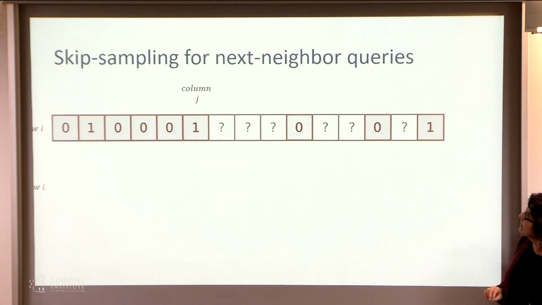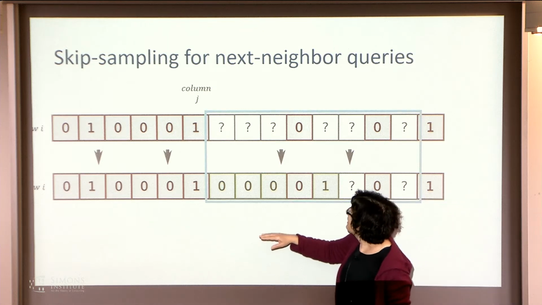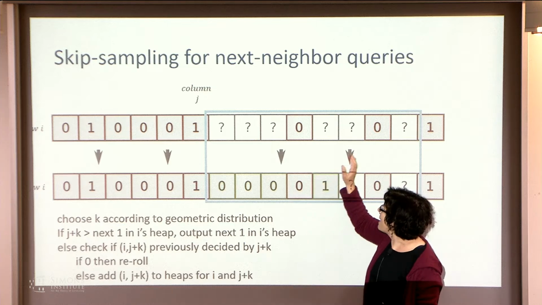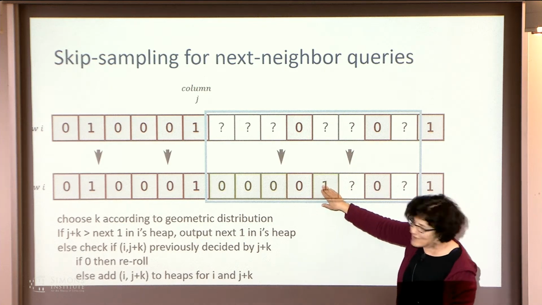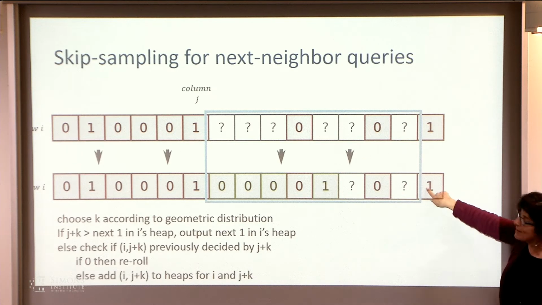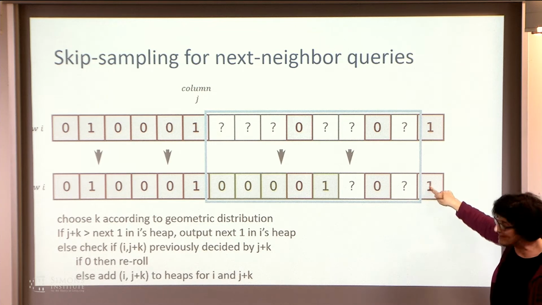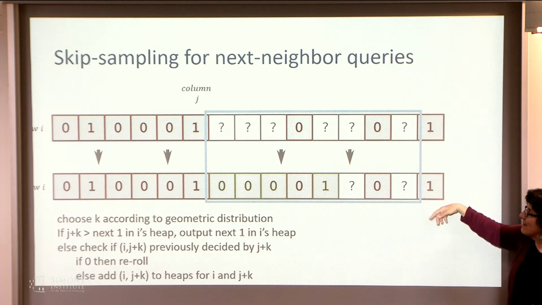All right, so what are we going to do? We do some skip sampling, and we choose K according to the geometric distribution, and we decide where the next one should go. Now I wrote that the next one should go here, but let's say I picked the next one should go here. That means past the min 1 in my min heap. This is the next one in our min heap. If I picked something that went past this min 1, forget it, just output this guy.